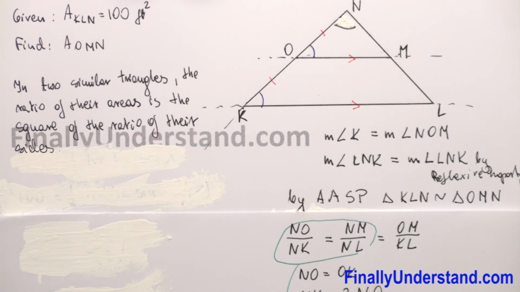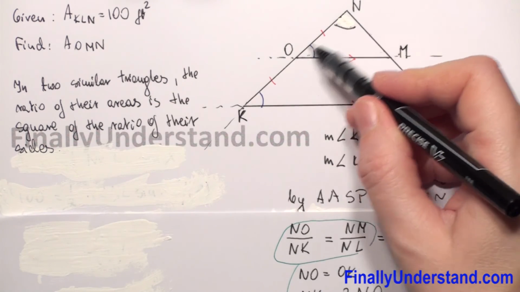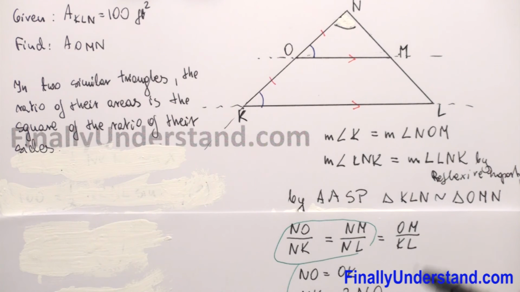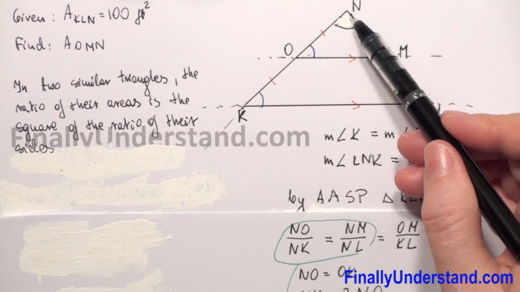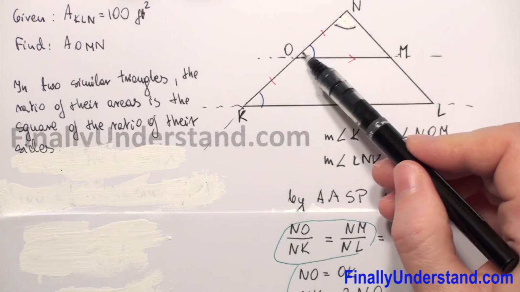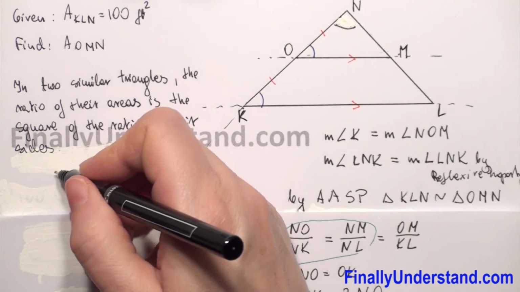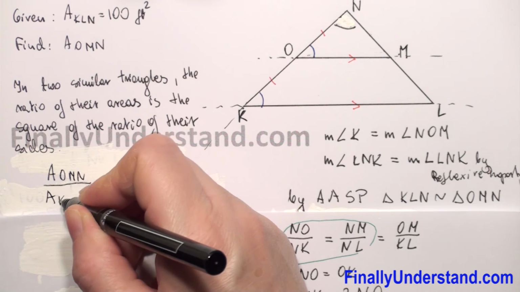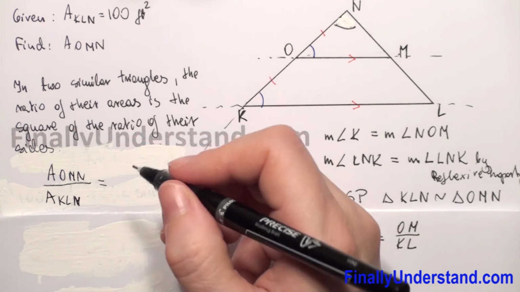So let's use this now. We have the ratio of sides, so for the ratio of areas, in the numerator we have to put the area of the smaller triangle, because when we calculate the ratio of sides, we always put in the numerator the shorter side and in the denominator the longer, and NK is longer than NO. So now we put in the numerator the smaller triangle, so the area of triangle OMN to the area of triangle KLN is equal to the square of the ratio of their sides.